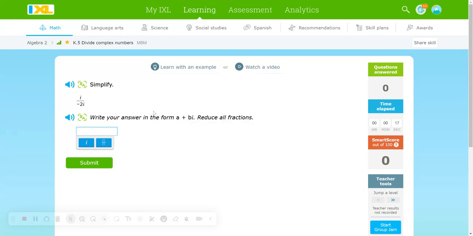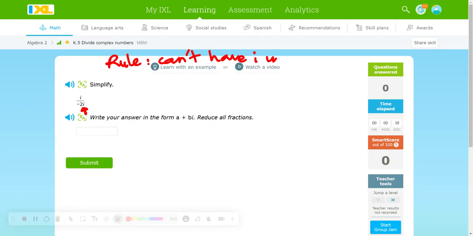Hello student, we go over K5, divide complex numbers I. Okay, so you can see in the denominator you have the I. But the math rule is you can't have I in the denominator. So we have to do something that makes the I become a number. Very simple. Remember, we have I times I become I square, and I square equal -1.